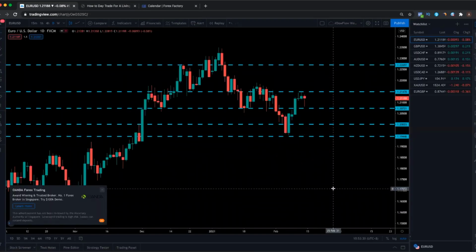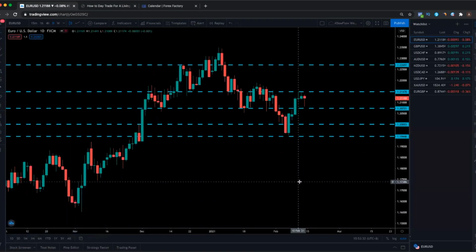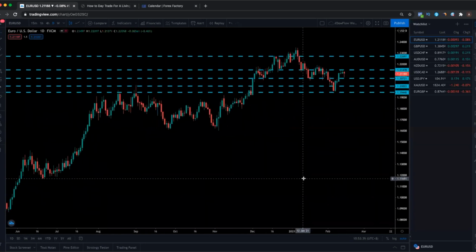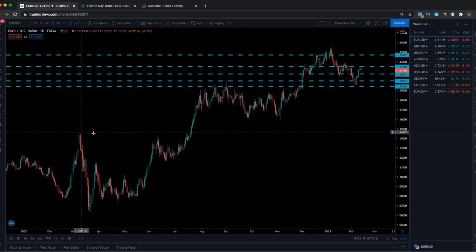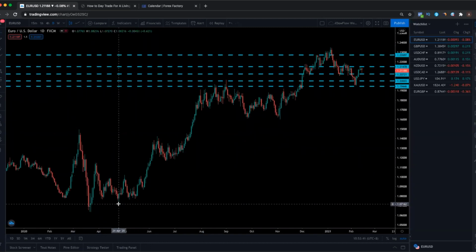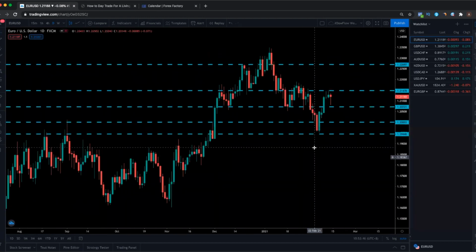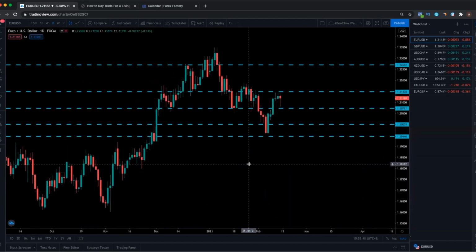So this is the Euro Dollar. If you look at the Euro Dollar, the long-term trend is actually an uptrend. It's very clear because you have a high, a low, a higher high, higher low, higher high, higher low, higher high. So we're in a very clear uptrend.